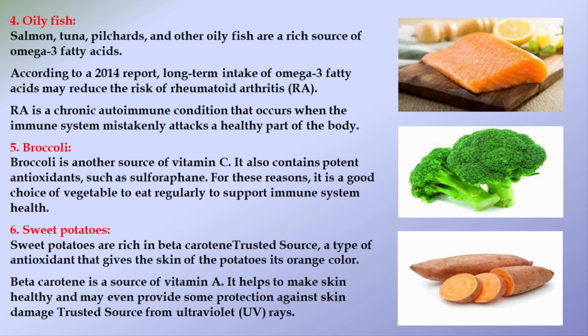5. Broccoli. Broccoli is another source of vitamin C. It also contains potent antioxidants, such as sulforaphane. For these reasons, it is a good choice of vegetable to eat regularly to support immune system health. 6. Sweet potatoes. Sweet potatoes are rich in beta-carotene, a type of antioxidant that gives the skin of the potatoes its orange color. Beta-carotene is a source of vitamin A. It helps to make skin healthy and may even provide some protection against skin damage from ultraviolet, UV, rays.